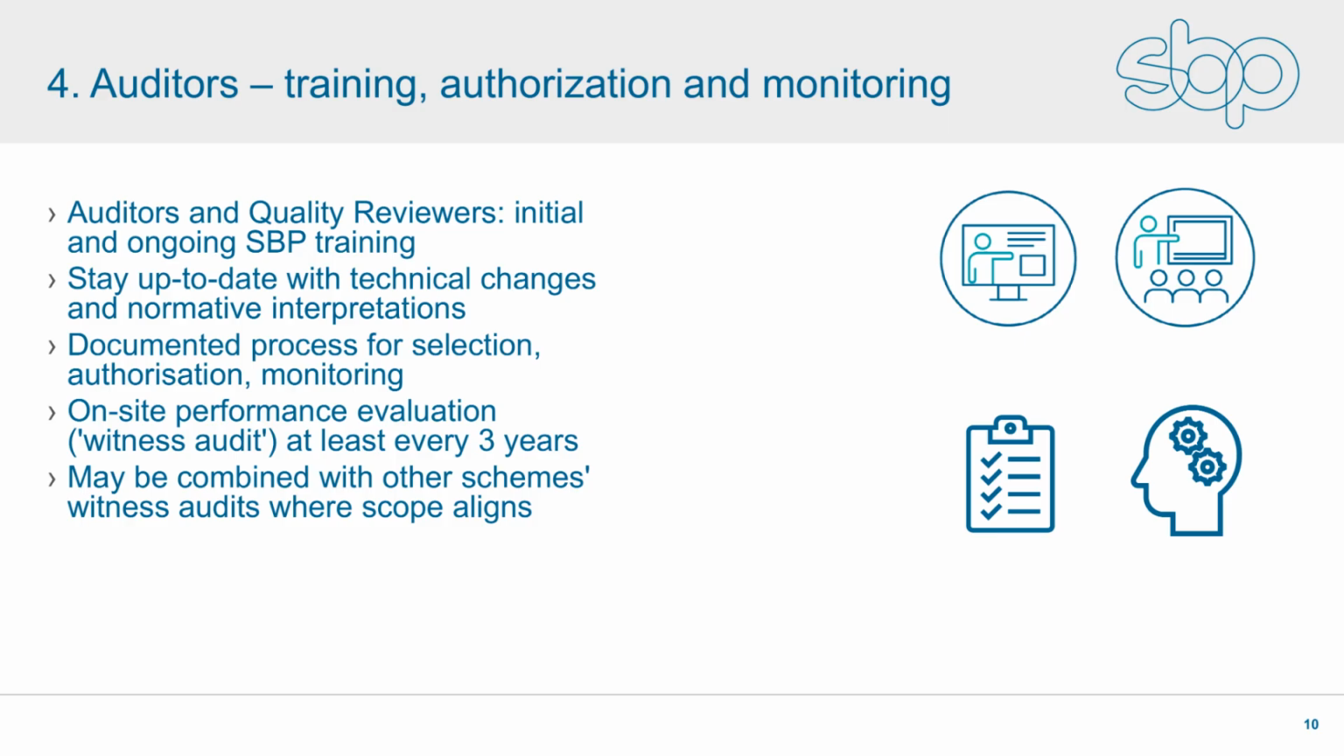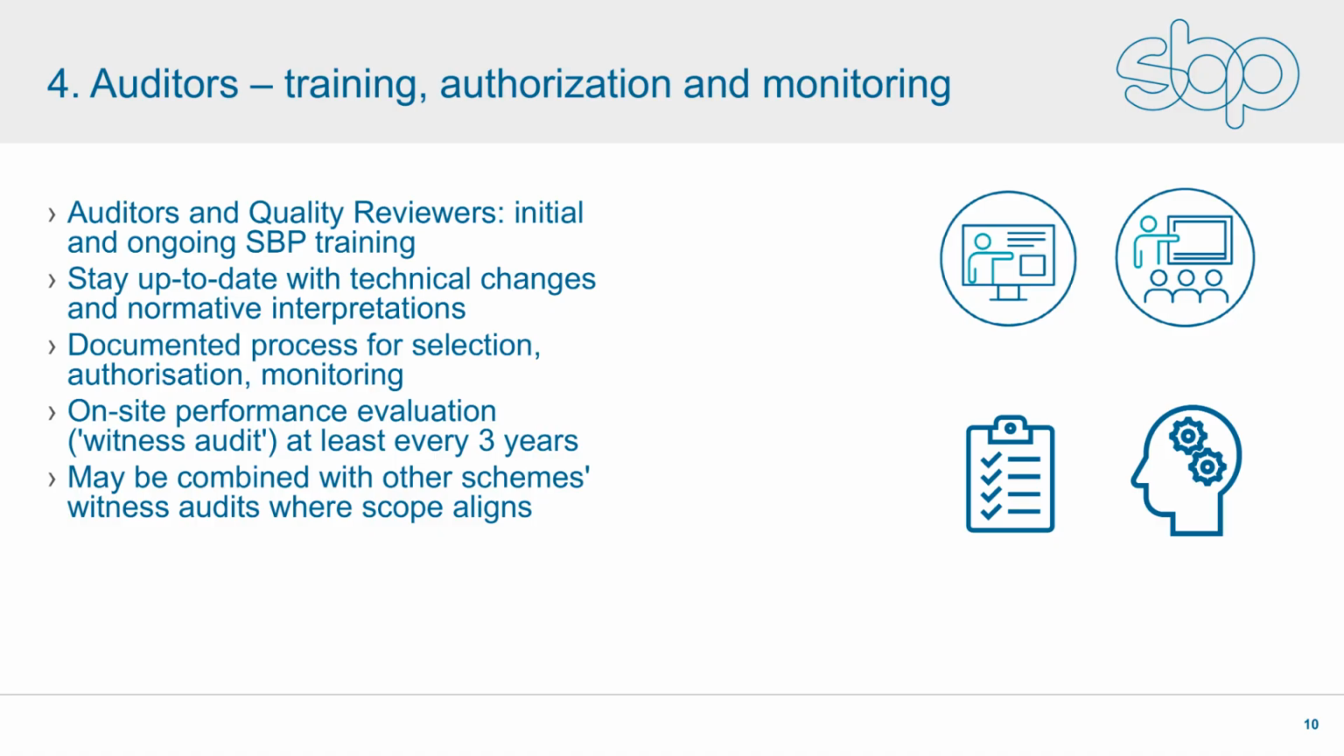Continuing with section 4, the certification body must ensure that auditors and, in version 2.1, quality reviewers as well, successfully complete the initial SBP training course and any additional training required following standard revisions. The certification body's SBP program manager receives regular updates from SBP about the training program and any technical changes, including new normative interpretations, and is expected to pass those updates on to the auditing team.